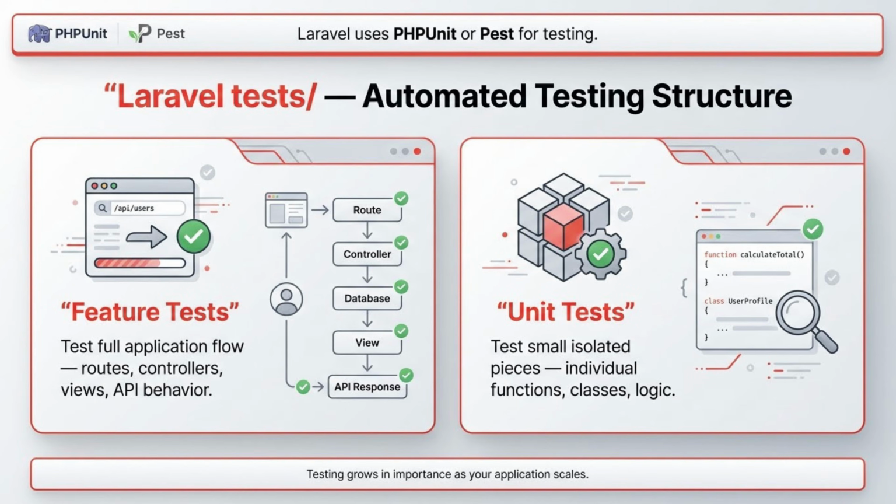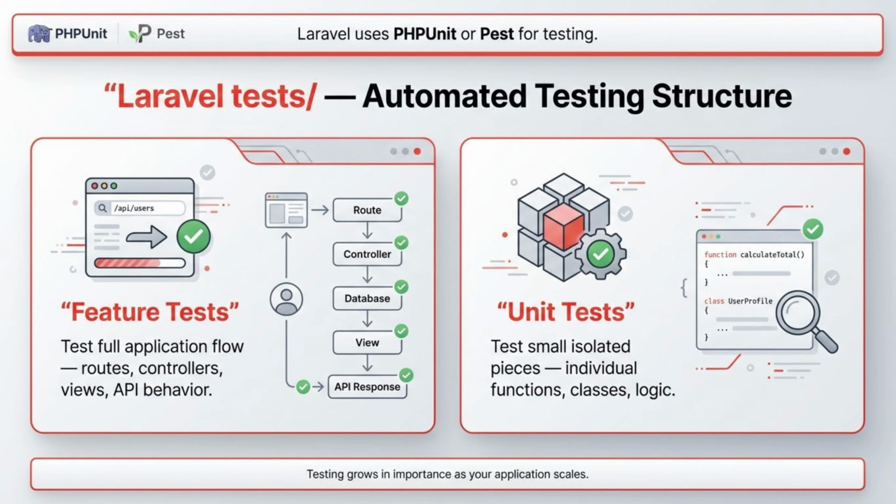In this part of the Laravel project structure, we explored the tests directory, which is where automated testing is organized to ensure your application works exactly as intended. Laravel supports both PHPUnit and Pest, giving developers flexibility in how they write and manage tests. Inside the tests folder, you'll find two primary types of tests: feature tests and unit tests. Feature tests simulate real user interactions by testing the full workflow of your application, everything from routes and controllers to views, models, and database interactions.